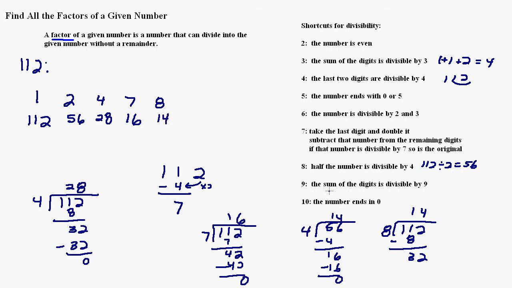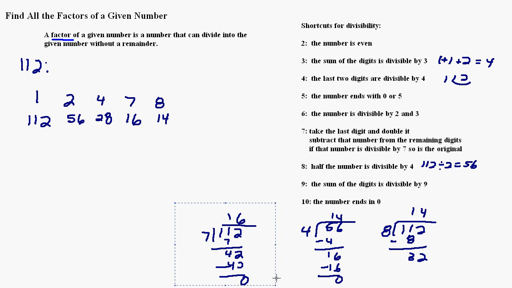Excellent. 9. Well, I'm going to tell you right now, if 3 doesn't go into the number, 9's not going to go into the number, because any number that 9 goes into, since 3 goes into 9, it would have to go into that bigger number. So 9's not going to work. The sum of the digits is 4. That's not going to work. 10, the number ends with a 0. Nope, that doesn't work. Okay, so we know we don't have 9 and 10.